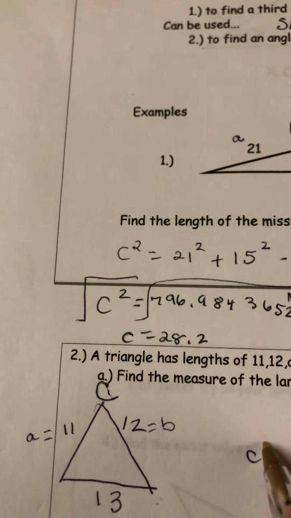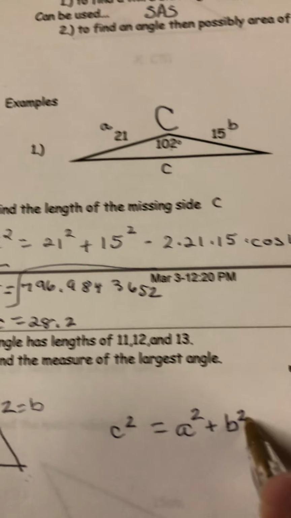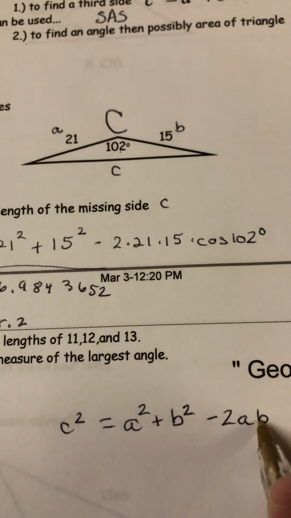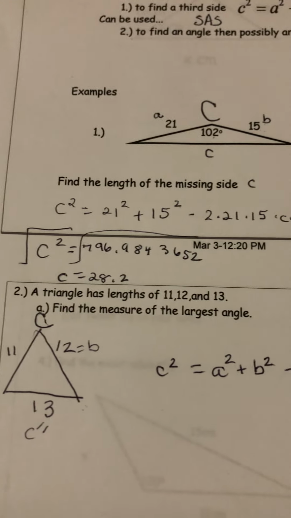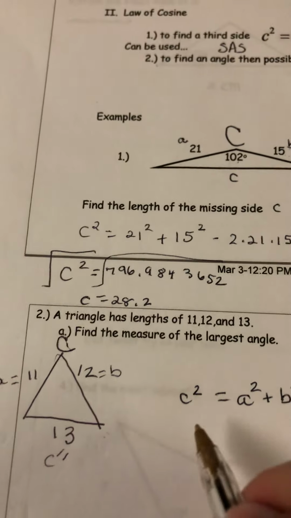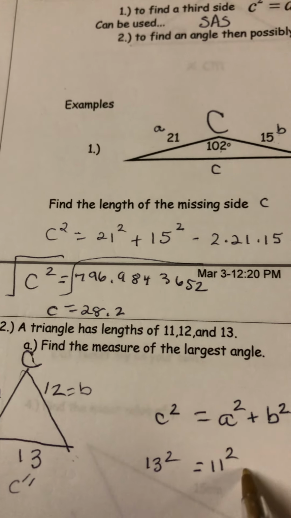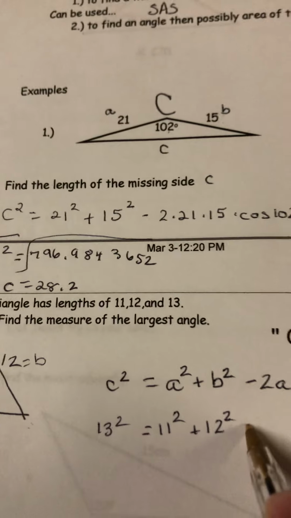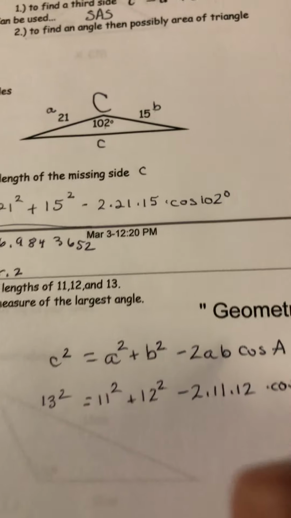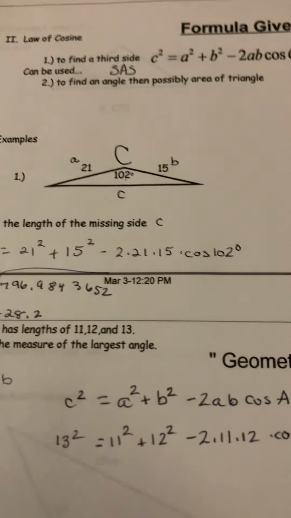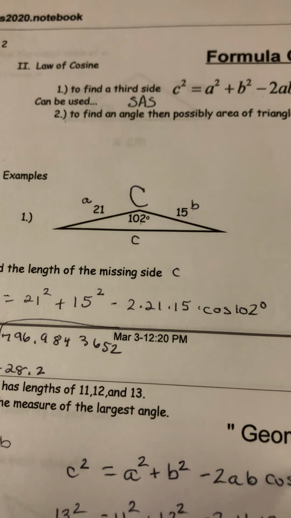Write the formula. C squared equals A squared plus B squared minus 2AB cosine of angle A. Fill in what you know, especially since this is one of the more challenging multi-step problems. So 13 squared equals 11 squared plus 12 squared minus 2 times 11 times 12 times the cosine. Oh, why did I put angle A? Oh, silly me. Angle C I'm trying to find.